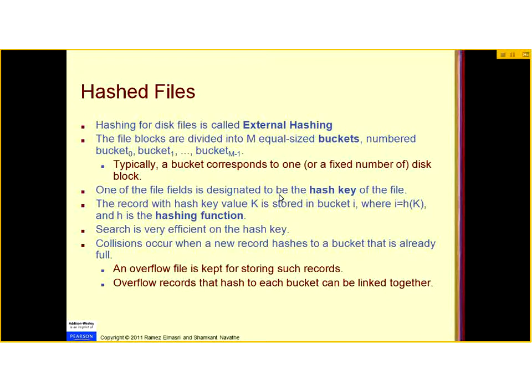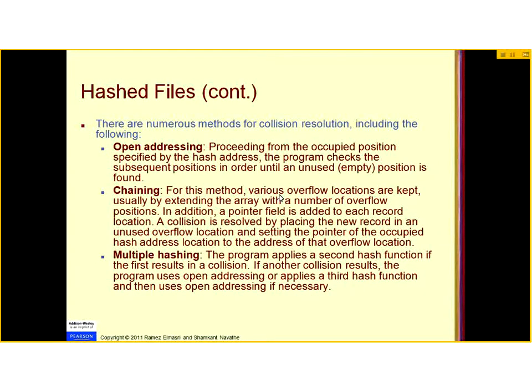Search is very efficient on the hash key, but the problem arises when a collision occurs, where a new record hashes to a bucket that is already full. So this is how collisions may occur when you are hashing. An overflow file is kept for storing such records. So you can resolve collisions if you keep an overflow file which keeps the duplicate copy. Overflow records that hash to each bucket can be linked together. There are numerous methods for collision resolution, including the following. To resolve collisions, you can use one of these methods.